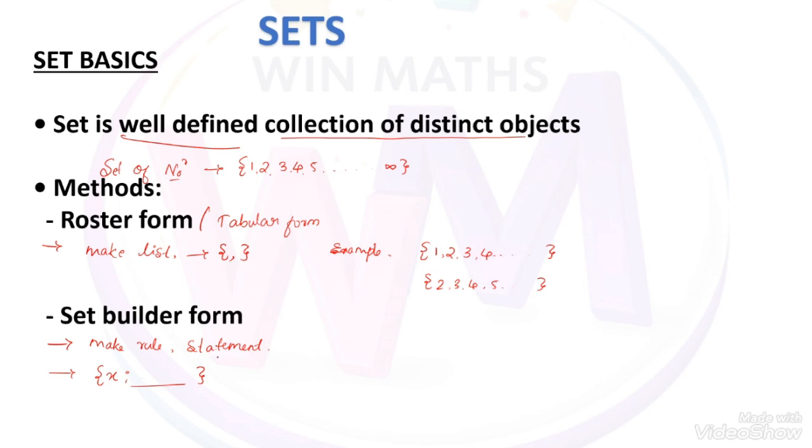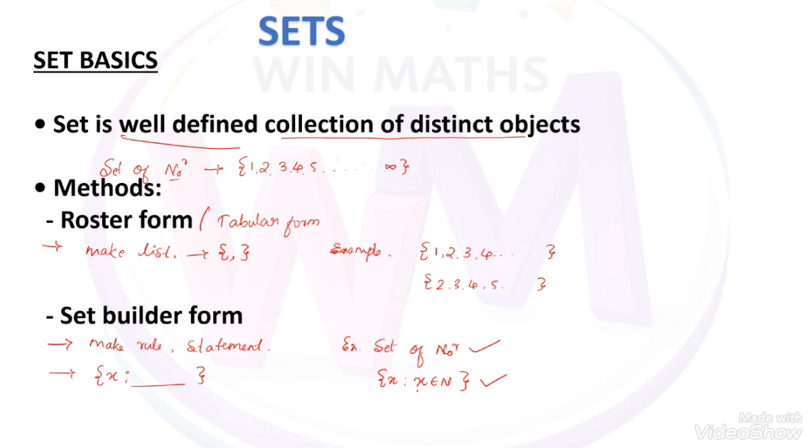Simply, I will take an example for the first point: make a rule or statement. That is, the set of natural numbers. This is also a rule. Like this, another representation is x such that x is a natural number. So we can write the set like this also, or write the statement within the braces.